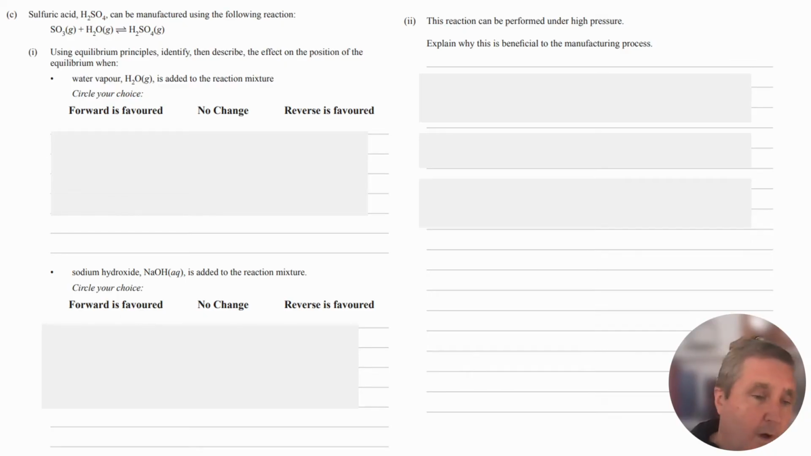And the first one we're going to have to explain here is when water vapor, H2O gas, is added to the reaction mixture. Okay, so we're using Le Chatelier's principle. We look at the equation and we see that water is a reactant. If we add more of the water vapor, we are changing the system.